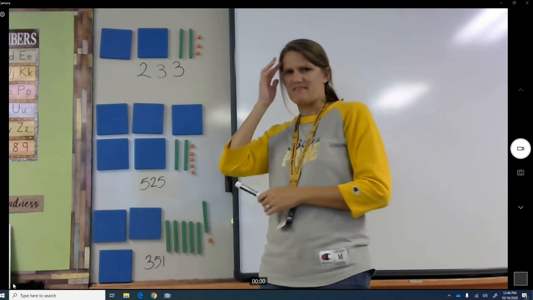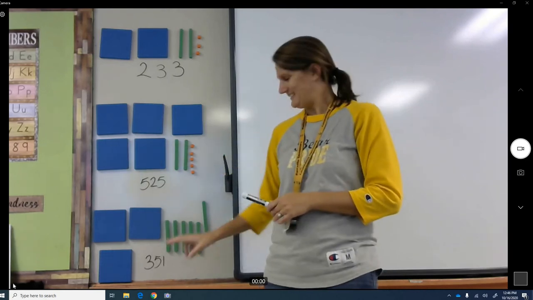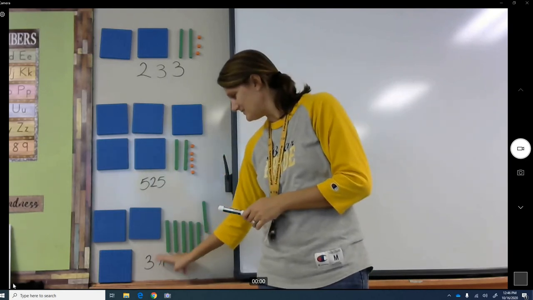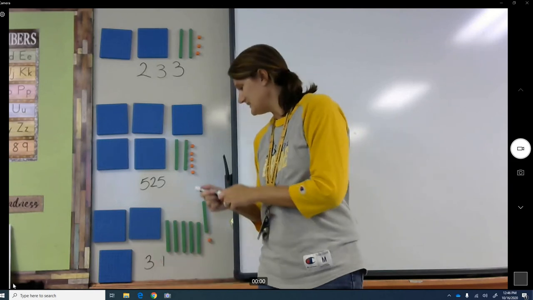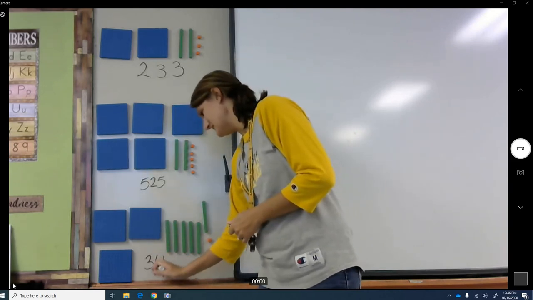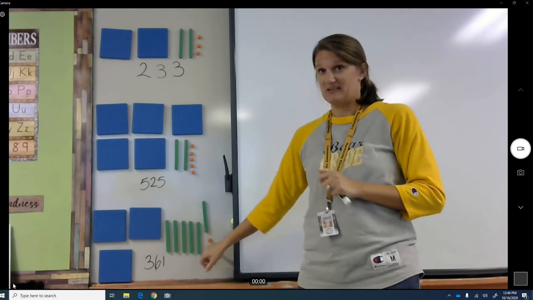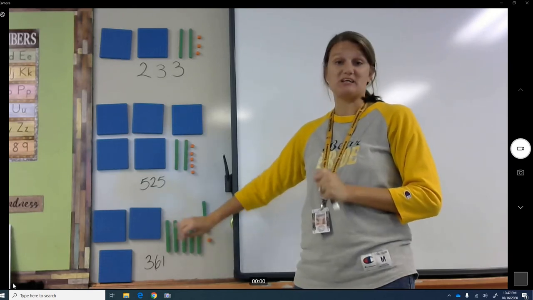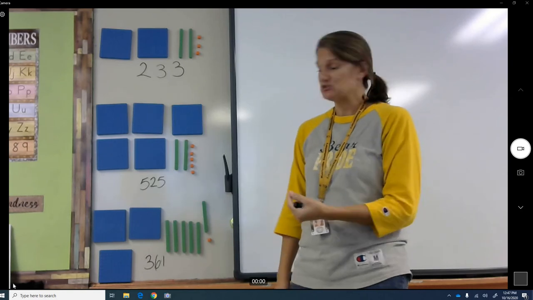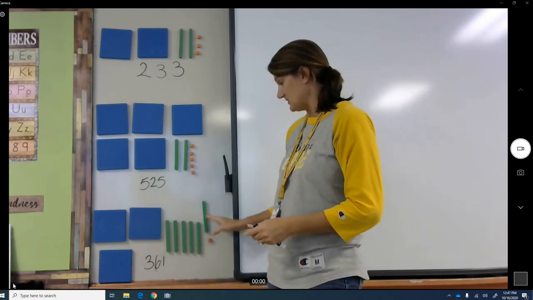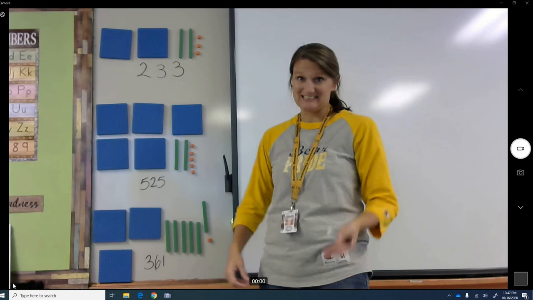But I don't have 5 tens anymore. Now I have 6 tens. And I still have 1 one. That didn't change either. Only the tens changed because we were adding 10. So it went from 351 to 361.